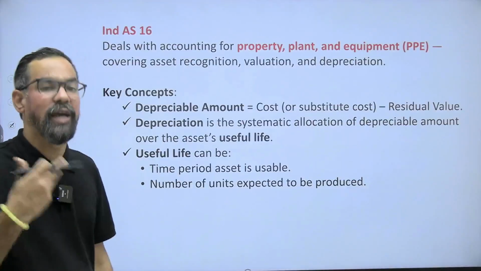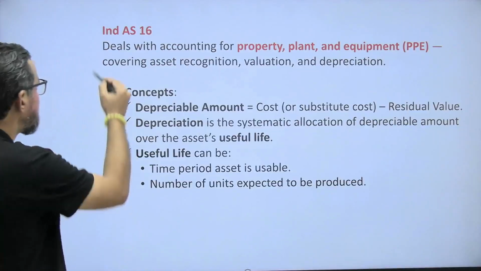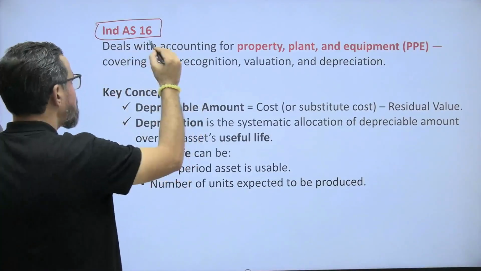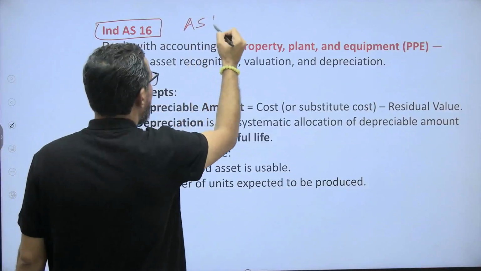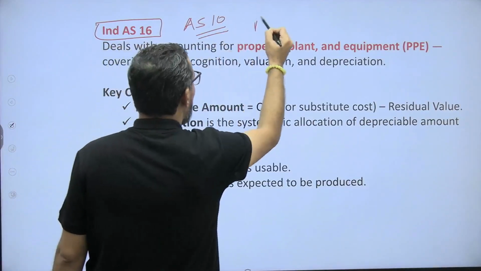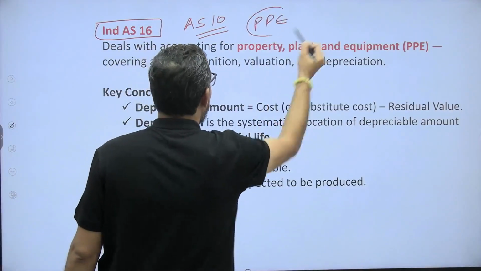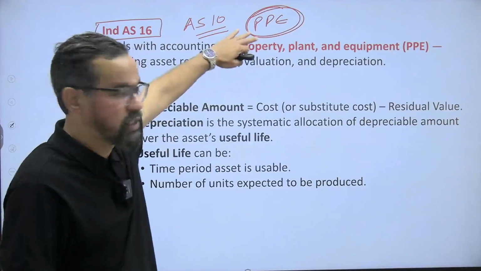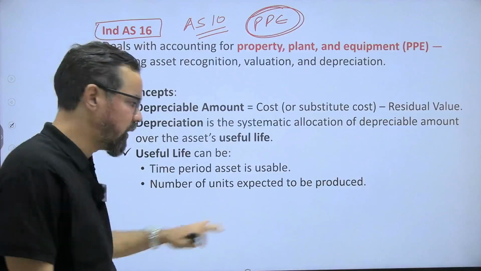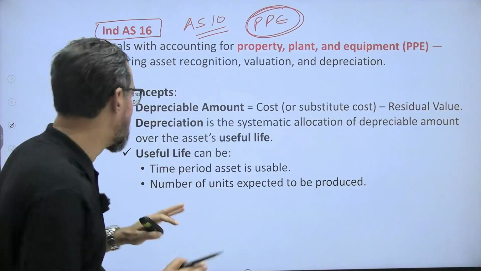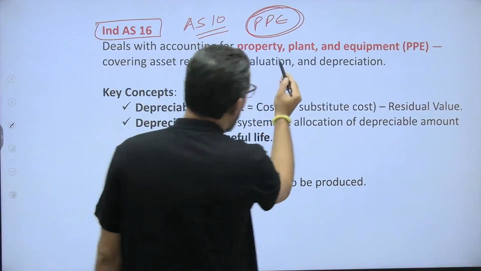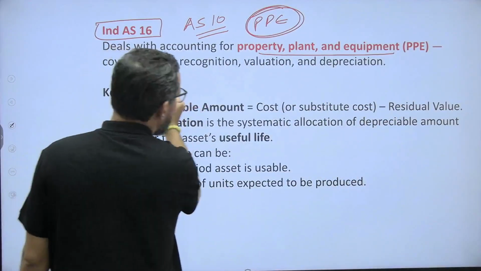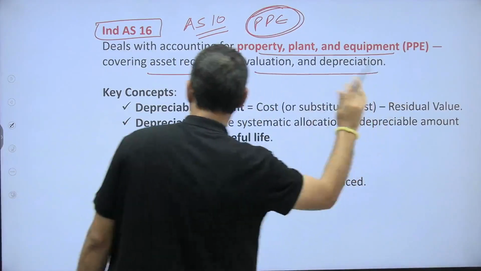Before coming to the types of depreciation, let's discuss Indian Accounting Standard 16 or Accounting Standard 10, which generally deal with property, plant, equipment, right? So how companies will account depreciation on these property, plant, equipment is generally defined under this particular one. It deals with the accounting of property, plant, equipment, covering the asset recognition, valuation, and depreciation.